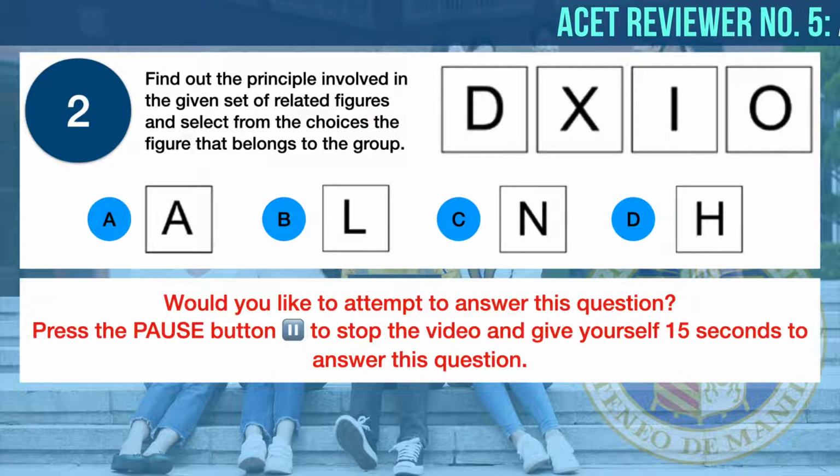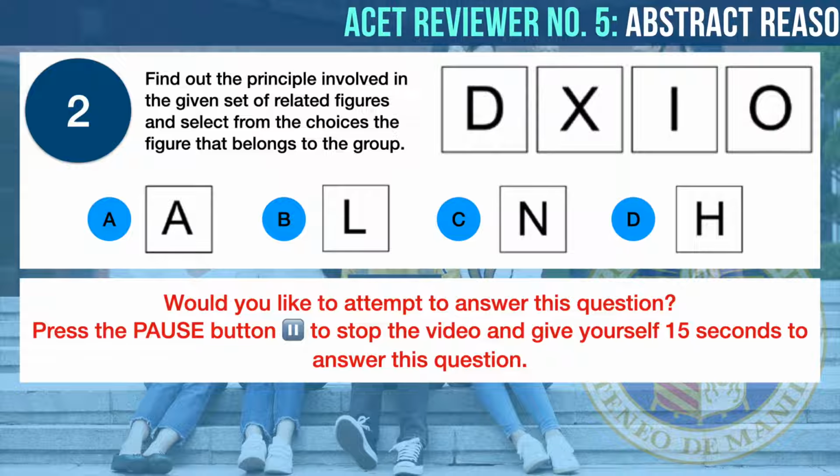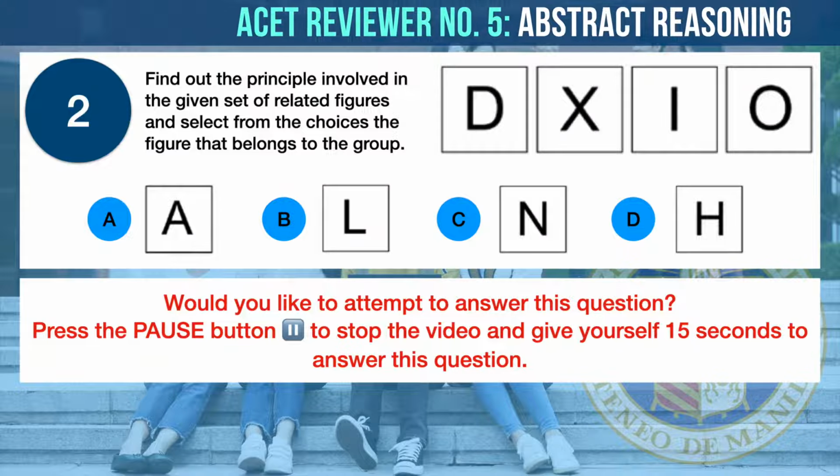Abstract reasoning question number 2. Find out the principle involved in the given set of related figures, and select from the choices the figure that belongs to the group.